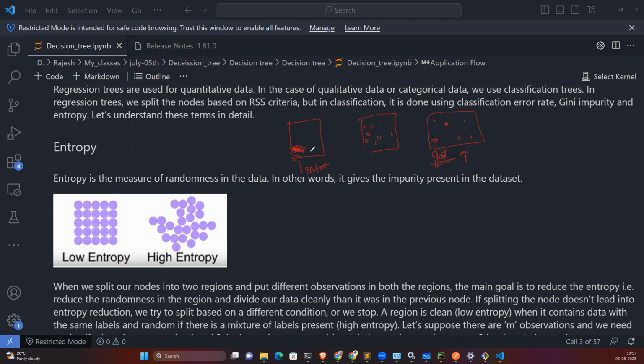Means there is no law that if this molecule is here, the next molecule will be here. It can be anywhere, right? This is called what? Entropy. Entropy means degree of freedom. The actual definition of entropy is degree of freedom. And in this case, the degree of freedom we are going to convert into a degree of randomness. Okay. So entropy is a measure of randomness in the data. In other words, it gives the impurity present in the data set.